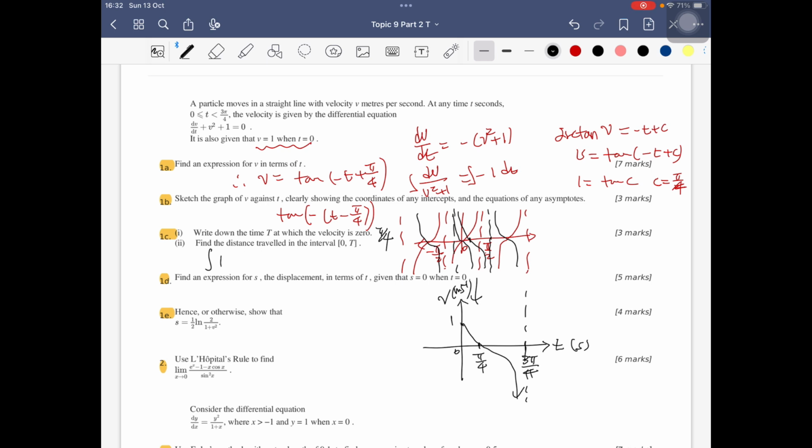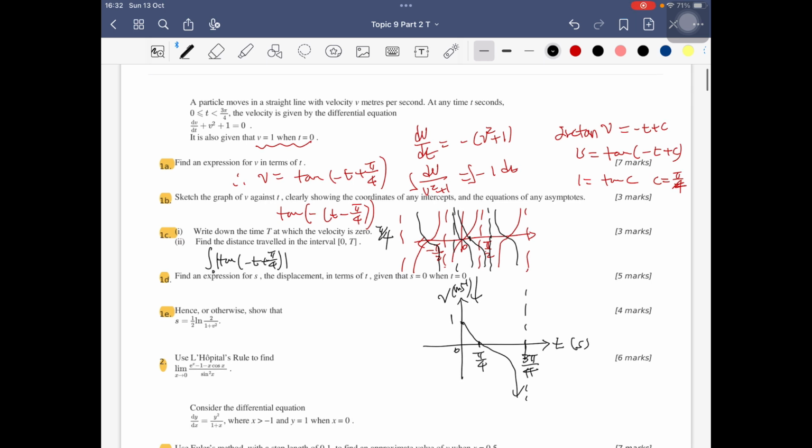So the integral of tangent negative t plus pi over 4. Distance traveled should be found by integrating with the modulus sign, 0 to pi over 4. But as we can see from the graph, the values are all positive, so we don't need the modulus. So 0 to pi over 4, tangent negative t plus pi over 4 dt. You can do that with sine over cosine with integration by substitution.